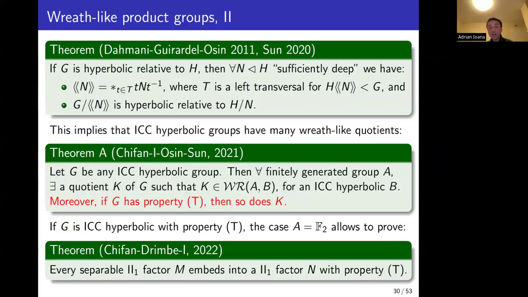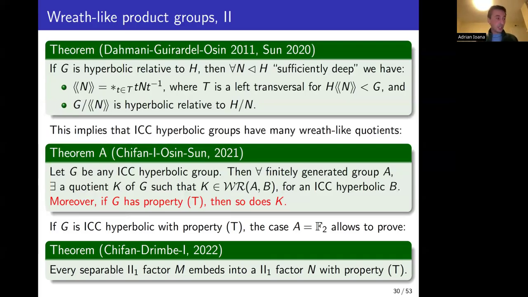So let me mention a quick application of this. This is in a different paper with Chifan and Daniel Drimbe. Using this statement, Theorem A, when G is ICC hyperbolic with property T, and A, the finitely generated group, is a free group on two generators, this alone allowed us to prove that every separable II_1 factor embeds into a II_1 factor with property T. So this is the von Neumann algebraic analog of a result of Ol'shanskii and Osin from the 2000s, showing that every countable group embeds into a countable group with property T.